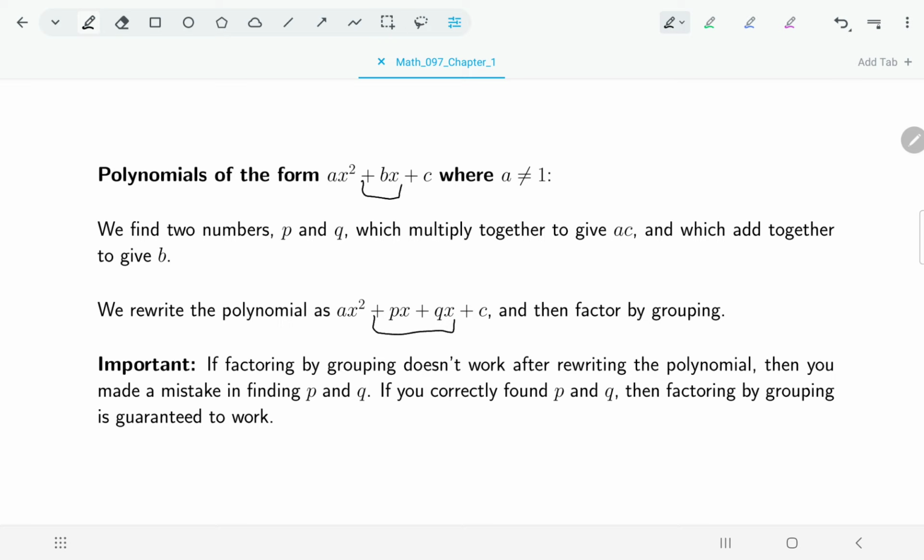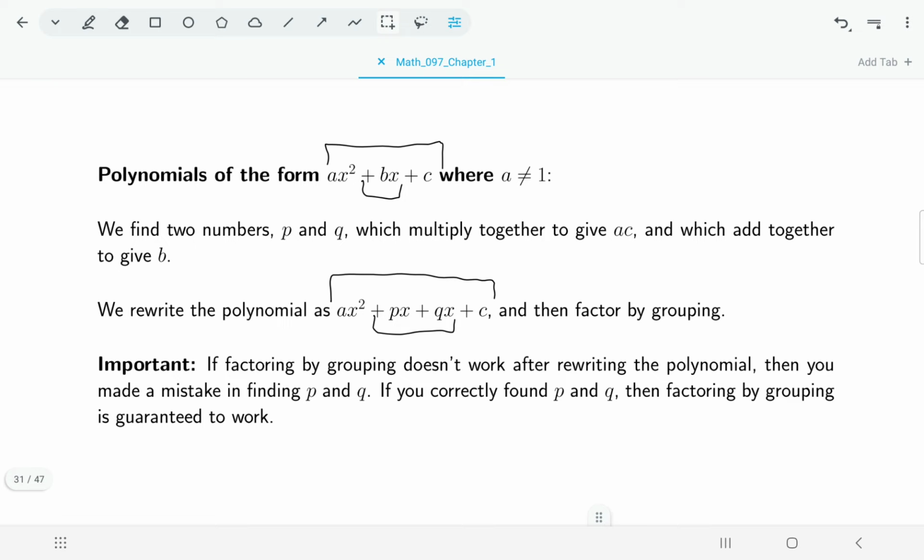So that now, instead of having a polynomial that had 3 terms in it, we'll have a polynomial that has 4 terms in it. And of course, if you've got 4 terms, that means you can try factoring by grouping. Now, here I'm going to make a little promise, and that's for these polynomials, if you find your two numbers correctly and you've split up your middle term into those two numbers, then factoring by grouping is guaranteed to work.